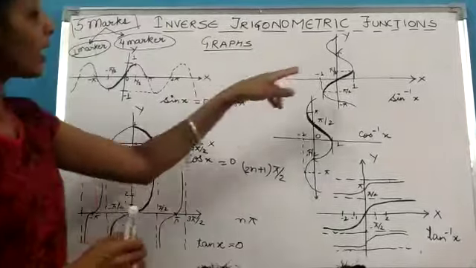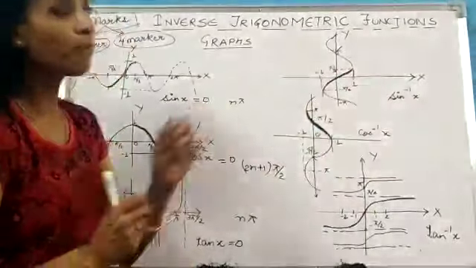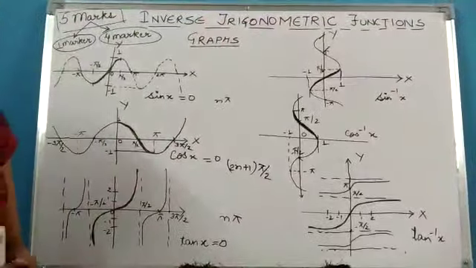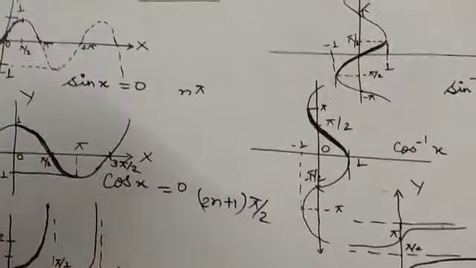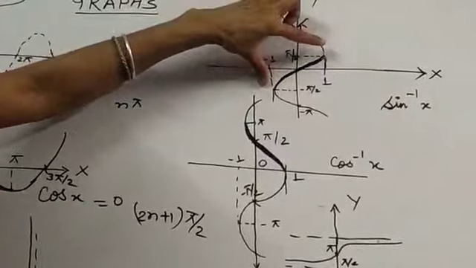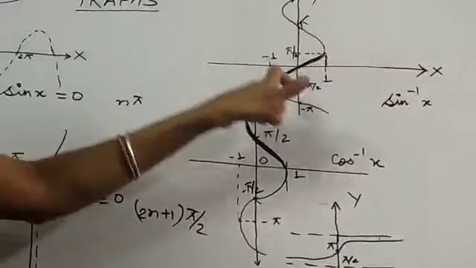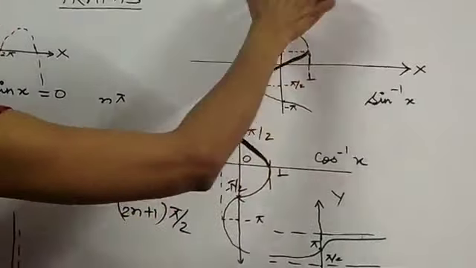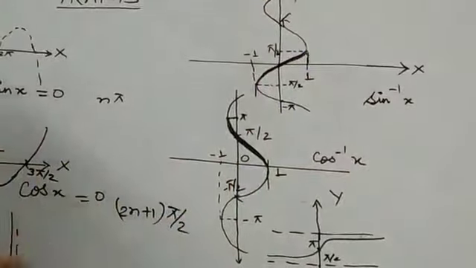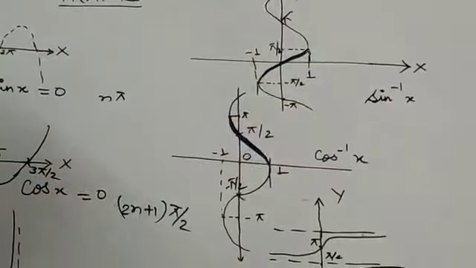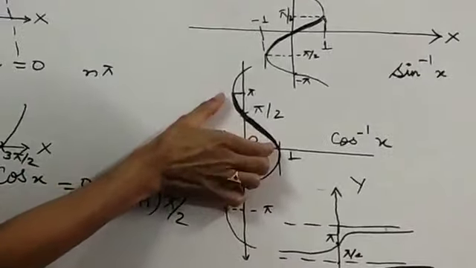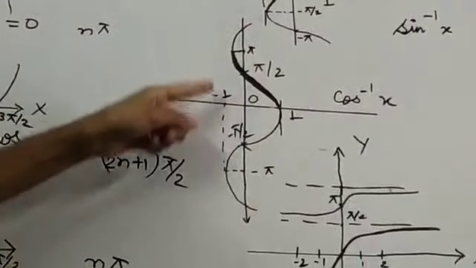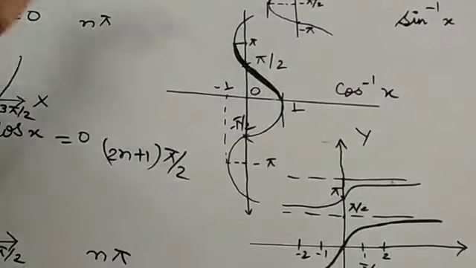Now you see, I have darkened some of the part of the graph. This darkened part is the principal value branch. What is that principal value branch? It is that main part of the graph by which I can frame the rest of the graph. If I take this part and if I place it like this and this, then I'll be framing sin inverse x graph. If I take this darkened part and then I place it like this, then I will be able to frame the rest of the part.